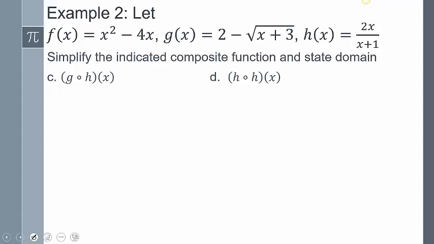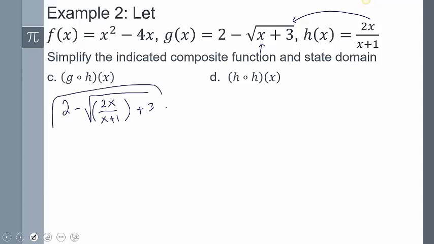Next one, we have g of h of x. So I'm going to take my h and plug that in for g. And so I'm going to get 2 minus, now my placeholder was x. That's where I need to plug in my h of x. So that's going to be 2x over x plus 1. So there's my composition without writing all the formal notation there.